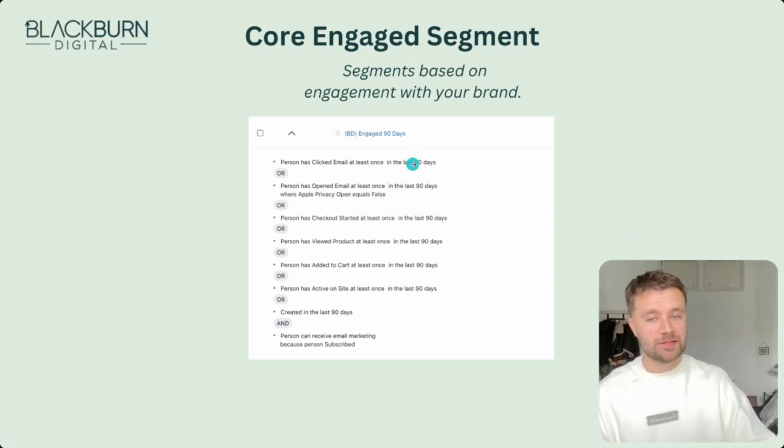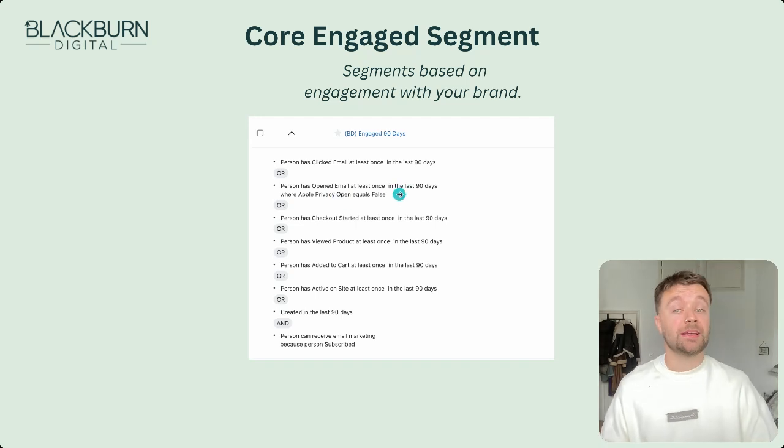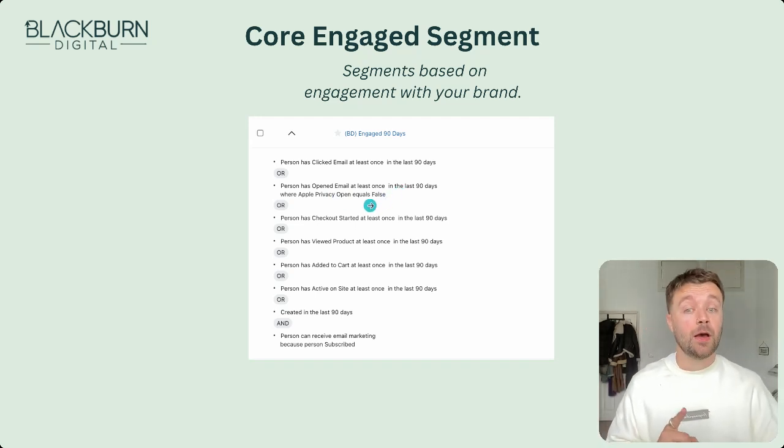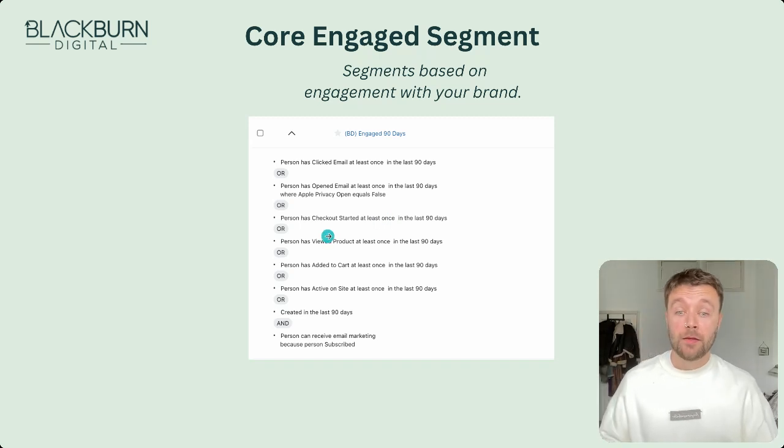They've clicked at least once in the last 90 days. They've opened at least once, where Apple privacy open equals false. This is really important. Since the iOS updates, the open rate metrics have become a lot less reliable. So you want to make sure that you always exclude Apple privacy just for more accurate reporting. They've started checkout at least once in the last 90 days. They've viewed a product at least once in the last 90 days. Added to cart.